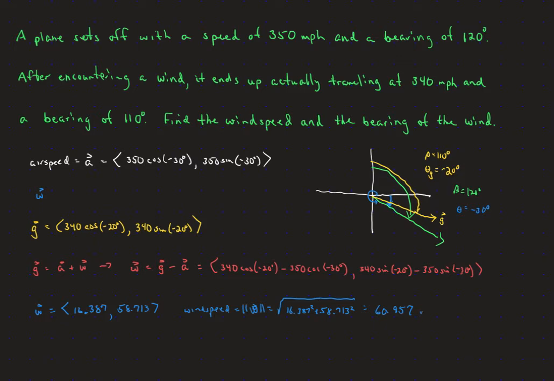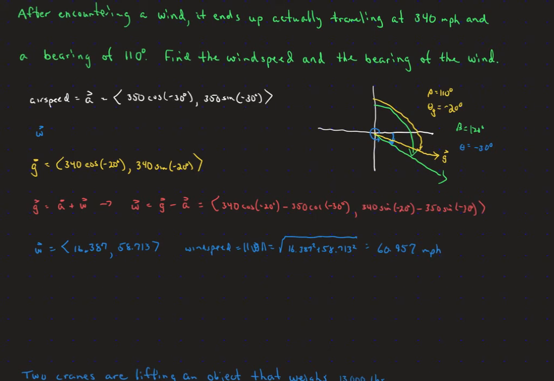60.957. That's going to be in miles per hour. It's kind of a breeze in Laramie. Now we're going to try to figure out what the direction angle is, and then once we get the direction angle, we're going to get the bearing. So I'm going to use theta for the direction angle first.